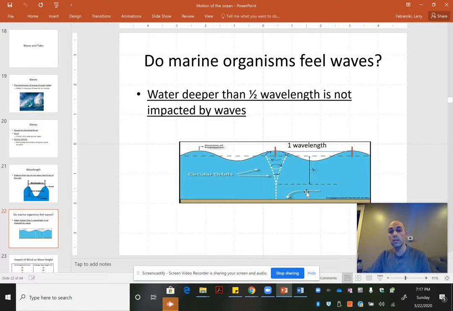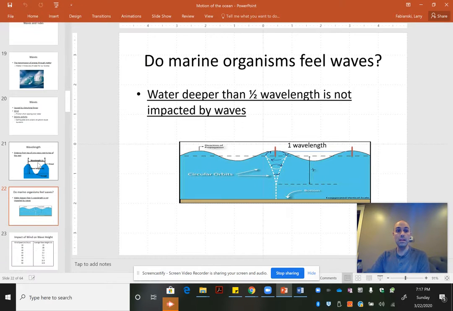So if the marine organisms, the fish, are underneath this area, they don't know what's going on up there. Okay? They do not feel those waves. But if they're above, they feel that circular motion. They feel that oscillation that's moving them. But if they're below, they don't feel a thing. So fish usually do not feel those storms that are going on up above if they are below half of the wavelength. All right?